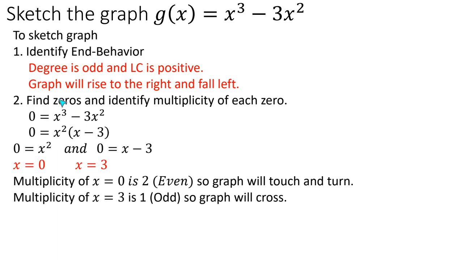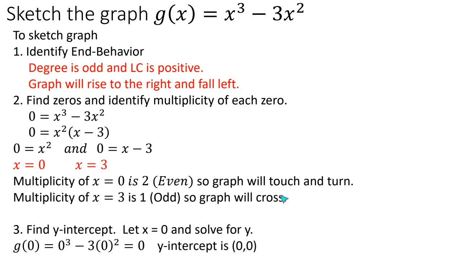Find the zeros. We let y equals 0. I have an x squared and an x cubed, so I could factor out an x squared. And so if I solve for x, I get x equals 0 and x equals 3. So x equals 3 appears one time, so the graph is going to cross at that point. And at x squared equals 0, that 2 tells you that this 0 is going to appear twice. So we have x equals 0 and x equals 0. So that's even. It's going to touch and turn. The y-intercept is whenever x is 0. So if I substitute 0 for my x's, I get 0. So my y-intercept is 0, 0.